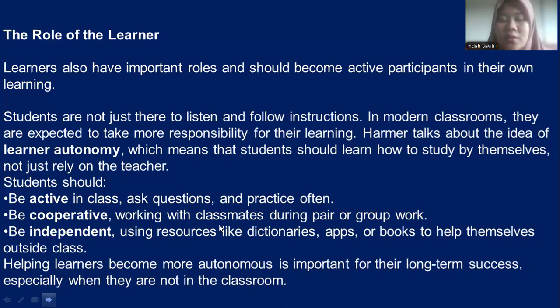Students should, the first one, be active in class, ask questions, and practice often. Be cooperative, working with classmates during pair or group work. And the last one, be independent, using resources like teachers, apps, or books to help themselves outside class. Helping learners become more autonomous is important for their long-term success, especially when they aren't in the classroom.